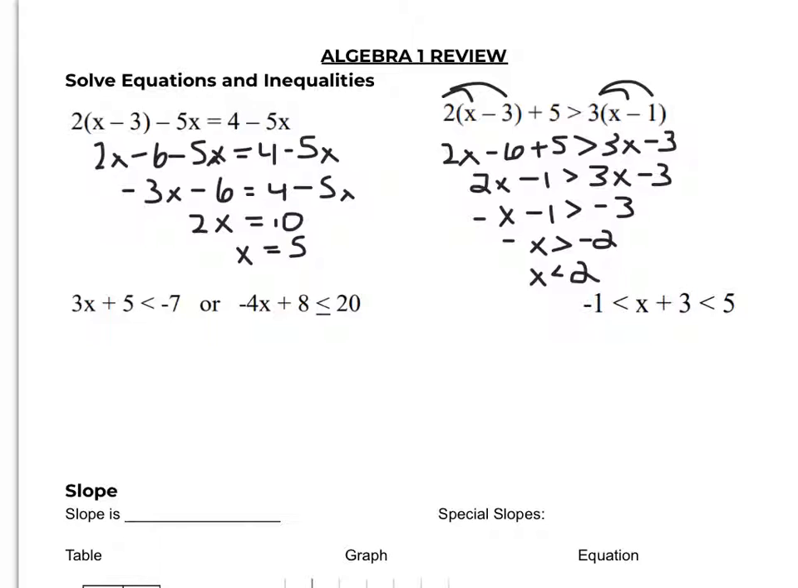But when it's separated by a word, it's not a big deal. We just solve them completely separately. So this first one would be minus 5, divide by 3, or minus 8, divide by negative 4.